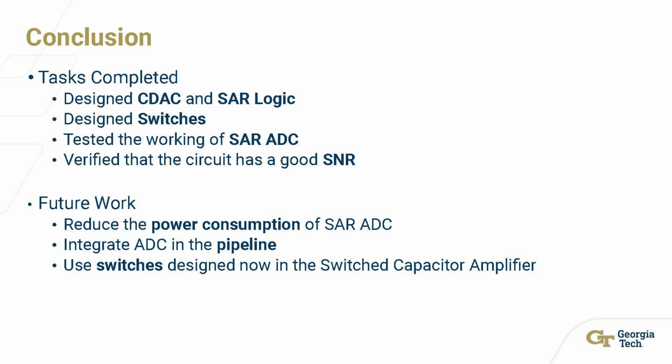So in the future work, we need to reduce the power consumption of the SAR ADC. We have to analyze the reason why we are having such a high power and then take steps to reduce that. Later, we will also integrate the ADC that we have designed in the SAR ADC pipeline and make sure the pipeline works. And we will also use the switches that we have designed right now in the switch capacitive amplifier, because earlier in phase 1 we used only ideal switches in the switch capacitive amplifier, and now we will use these switches over there, and we will do all this work in phase 3.